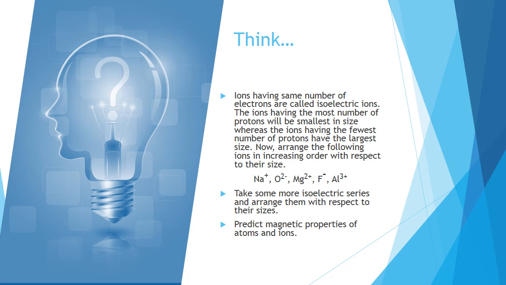Now arrange the following ions in increasing order with respect to their size. It's very easy for you to do now because I have given a hint. Take some more isoelectronic series and arrange them with respect to their sizes. Predict the magnetic properties of atoms and ions. You can write electronic configurations of various metals, for example, iron, chromium, nickel, zinc, and predict whether they are paramagnetic or diamagnetic in nature, and consider their stable cationic configuration also.